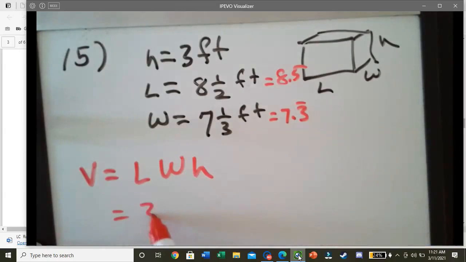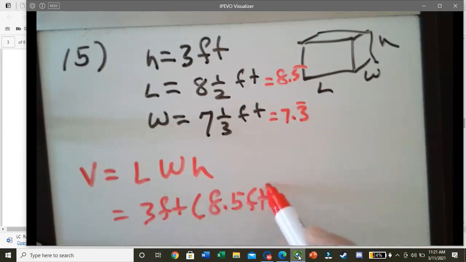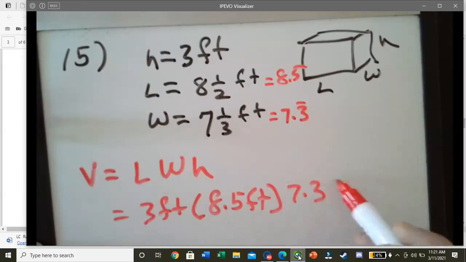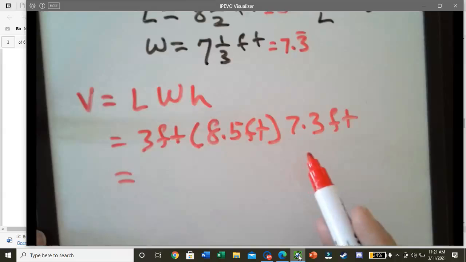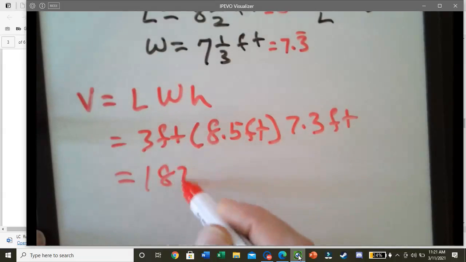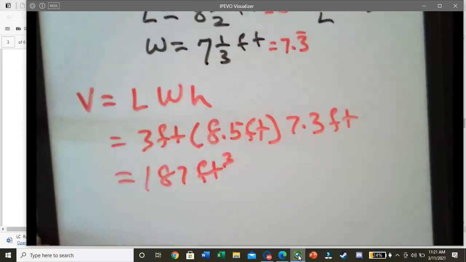So that would be 3 feet times 8.5 feet times 7.3 feet, and so we just multiply all these together, right, and we get 187 feet cubed, because it's feet times feet times feet. Okay? Questions there?